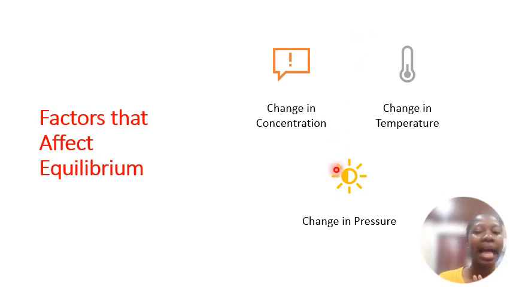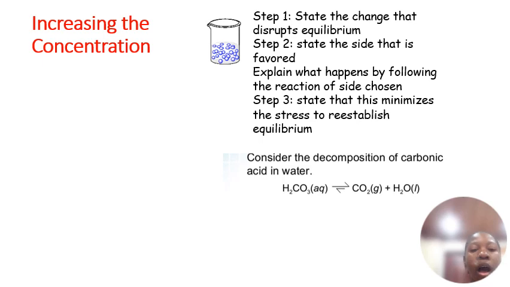According to Le Chatelier, there are 3 factors that affect equilibrium. These are change in concentration, change in temperature, and change in pressure. Only those 3 according to him. Concentration of carbon dioxide.